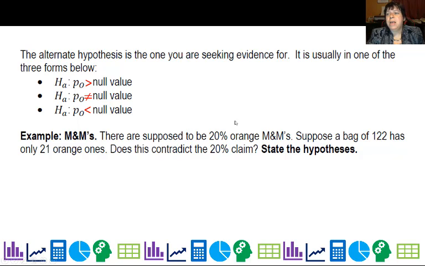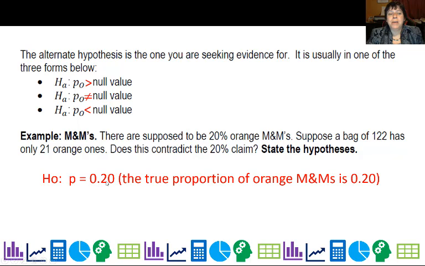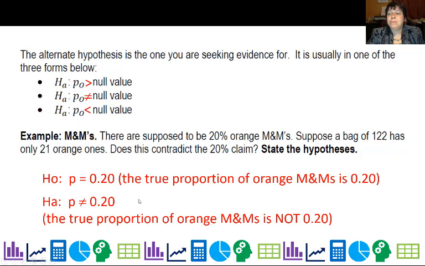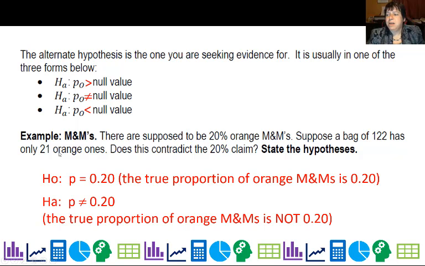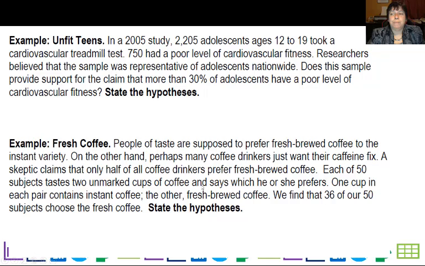So first of all, let's just practice by stating our hypothesis. The hypothesis is whatever it's supposed to be, all right? So it's going to say, oh, we're going to say P equals 0.20. The true proportion of orange M&Ms is 0.20. So that's how I write it in words, all right? The alternate is it doesn't equal 0.20. It might be higher, might be lower. So let me go back. So the true proportion of orange M&Ms is not 0.20.